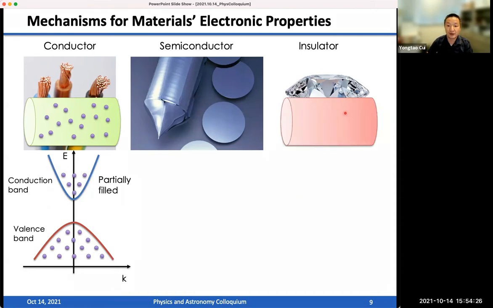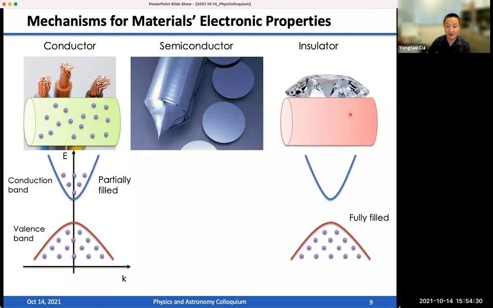On the other hand, for insulators, we know there are no free electrons. In terms of the energy band, that means the valence band is completely filled, and there are no electrons at all in the conduction band. So there are no mobile electrons that are able to carry electricity.